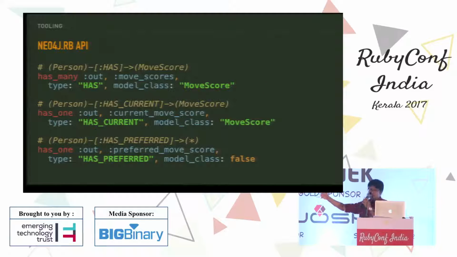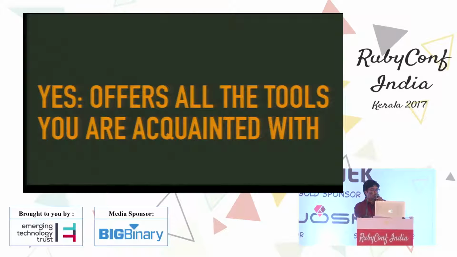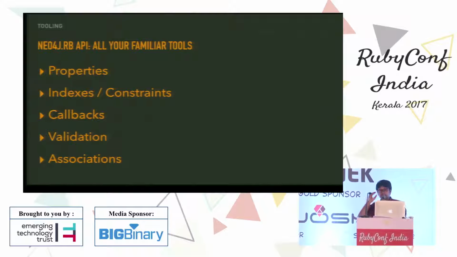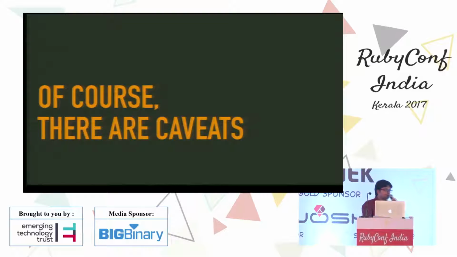We saw this slide, has many, has one. These things are familiar to us. And yes, it offers all the tools we are well acquainted with, like properties, indexes, constraints, callbacks, validations, associations. These are all the things we use every day to represent our business logic, and this tool offers us all of these. But of course, there are caveats. If there weren't, I wouldn't be talking about this.